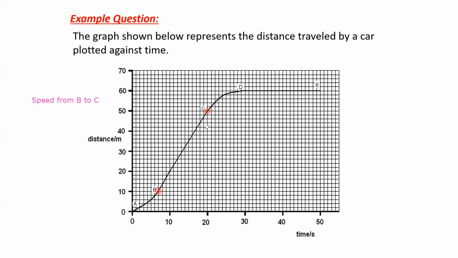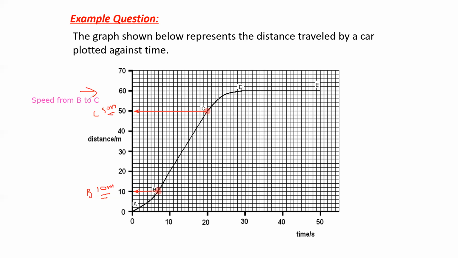So we have to first calculate the distance traveled from B to C. At point B, it is the 10-meter mark. Like at point B, it was at 10 meters. And at point C, it is at the 50-meter mark. So what is the distance traveled from B to C?